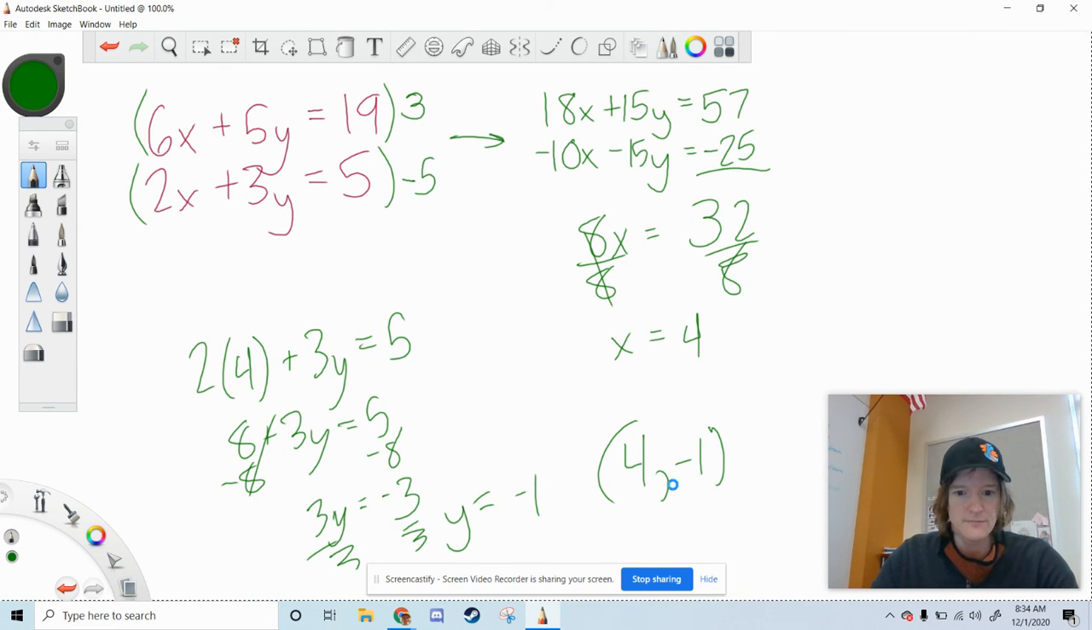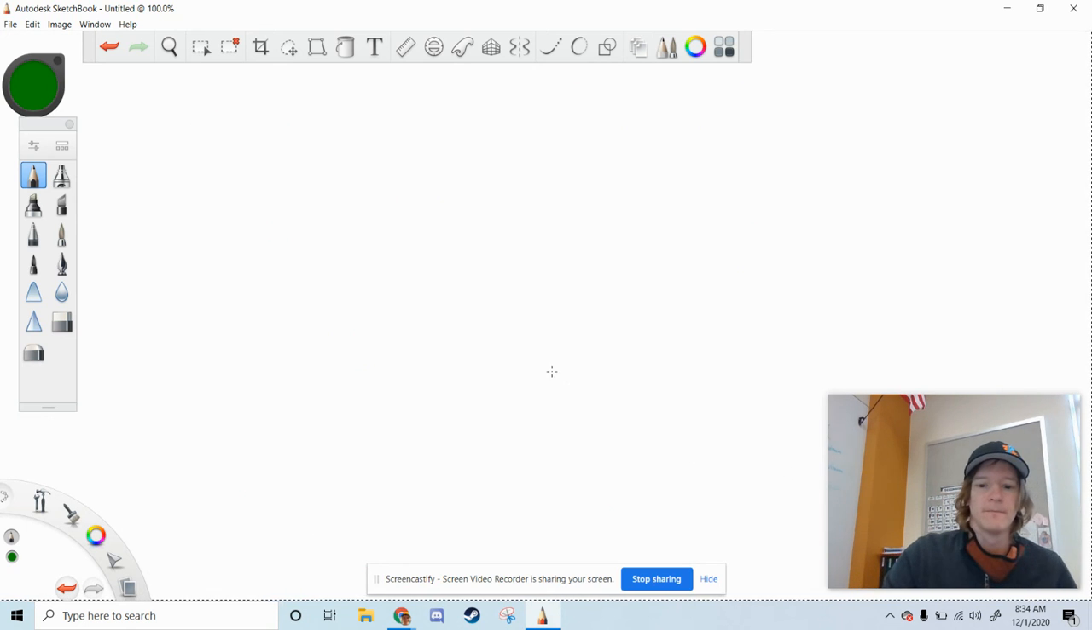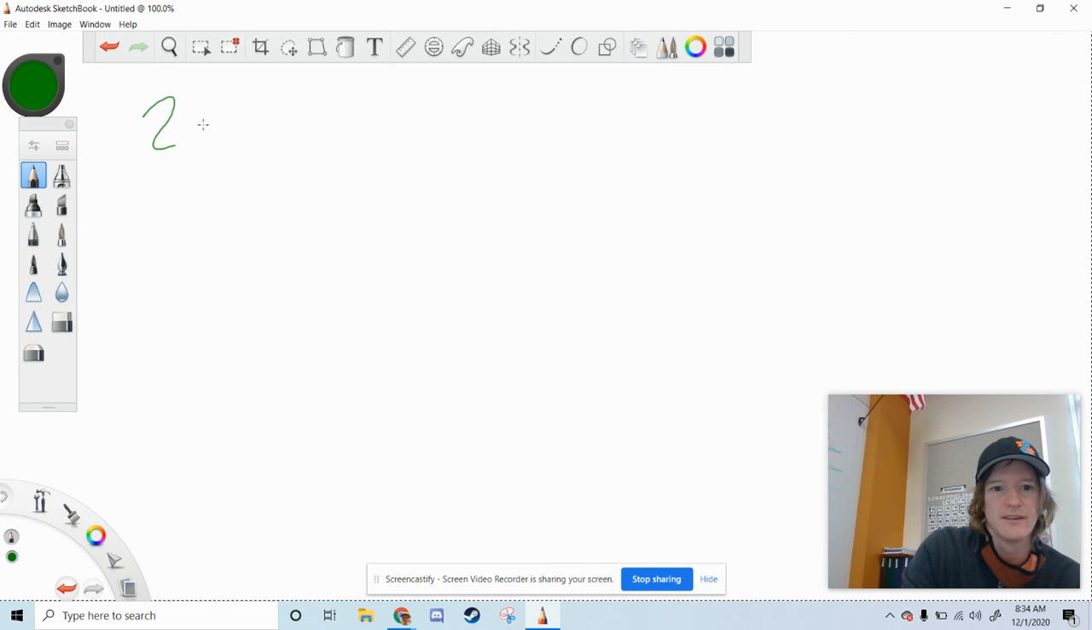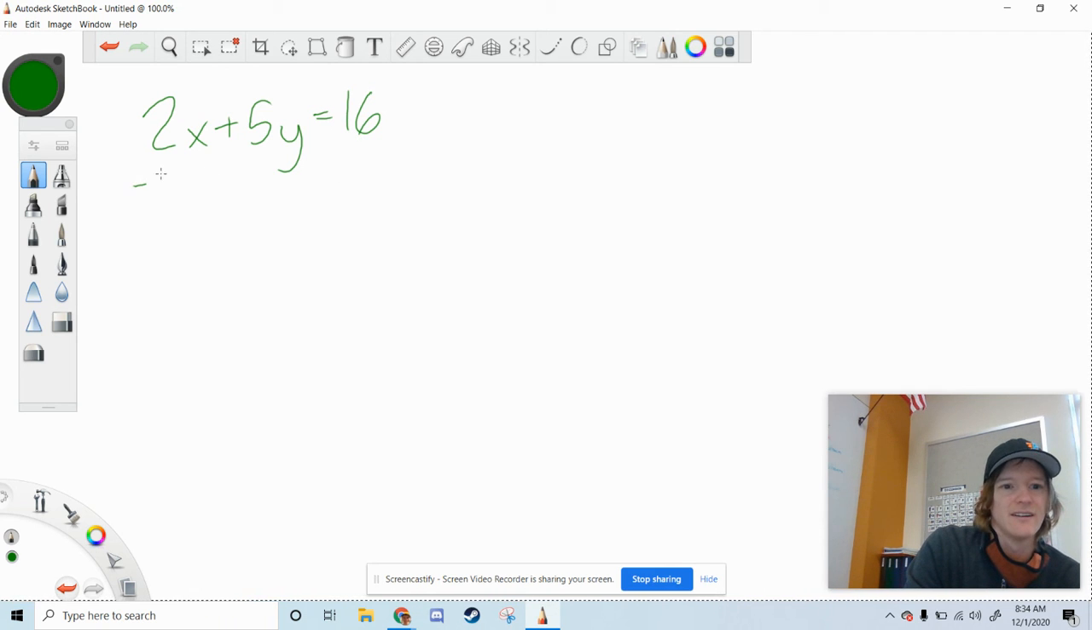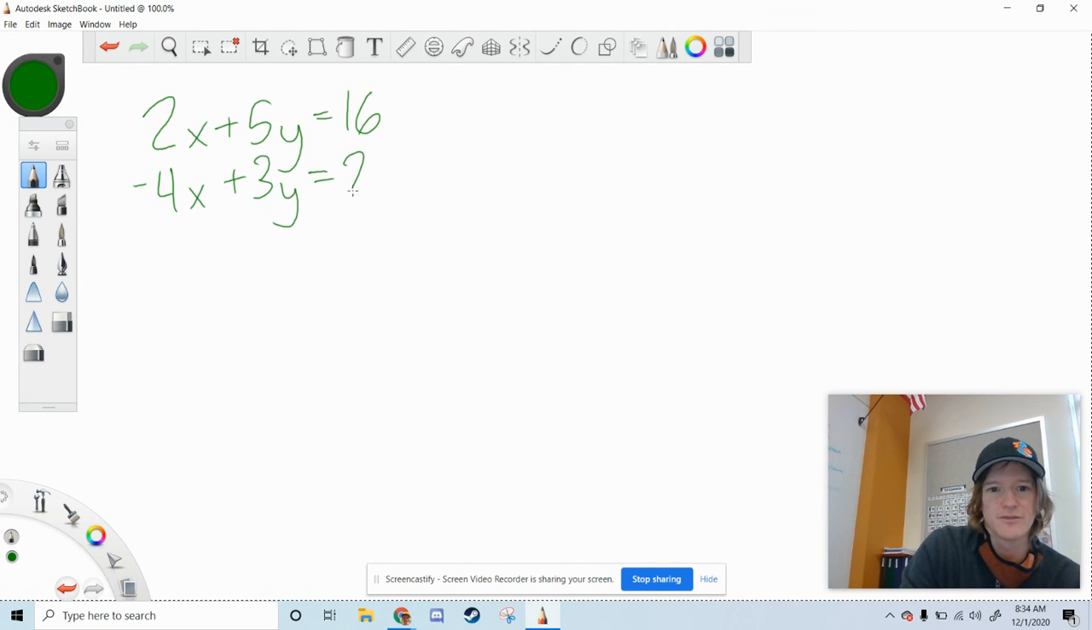We're going to have one more problem here. And we're going to do the hard way on this one too. It's going to have some pretty big numbers, but 2x plus 5y equals 16. And we got another 15 here. That stinks. Negative 4x plus 3y equals 20. So normally you just double the top equation. You'd have positive 4x and negative 4x.